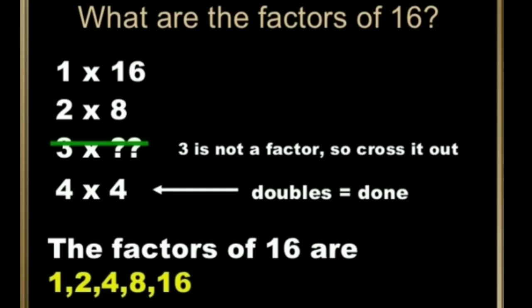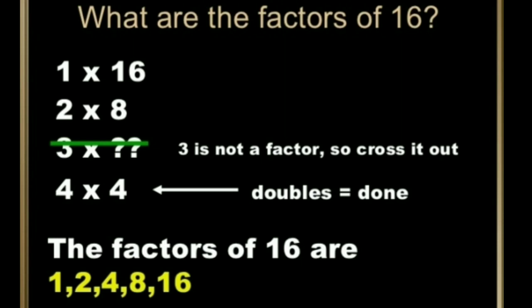Next, move on to the table of 3. As we know, the 3 table doesn't have 16 in it, so we say that 3 is not a factor of 16. Next, move on to the table of 4. We found that 4 into 4 is equal to 16. Since the doubles are here, we are done. We need not move further for finding the factors. So, by following these steps, we found that the factors of 16 are 1, 2, 4, 8 and 16 as well.